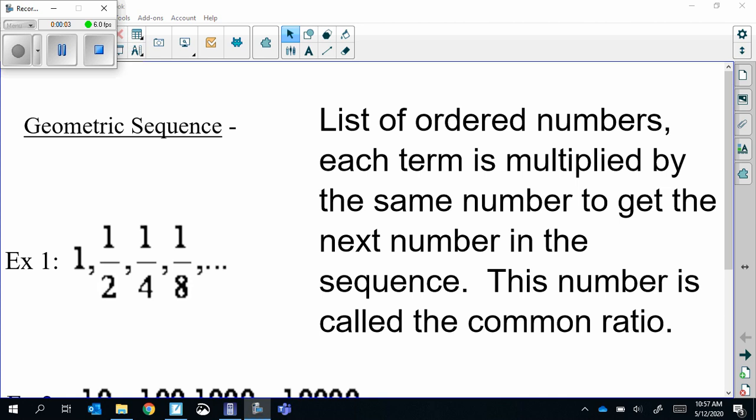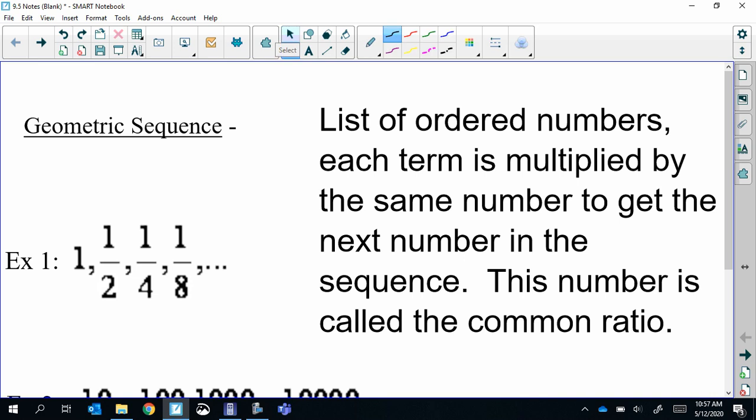Hey guys, this video is all about geometric sequences. Our last video was about arithmetic, which was a list of numbers that had a pattern of adding a number each time. Geometric, the key here is that they are being multiplied by the same number each time. That's called the common ratio, and we will abbreviate it with a letter R for ratio.